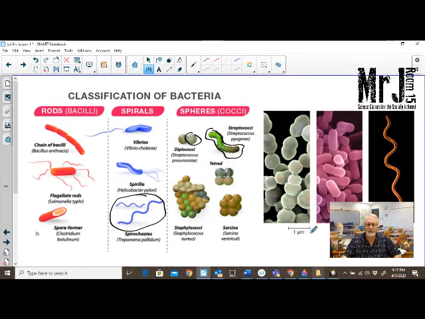Here we can see some pictures. These are really, really small. 1 micrometer, very small. 2 micrometers, a bit larger. So these are the rods. And then here are the spirals. And that's, in essence, what these different bacteria look like. They're different from each other, but they're all, in essence, bacteria. And we don't see any nucleus or anything like that in them.